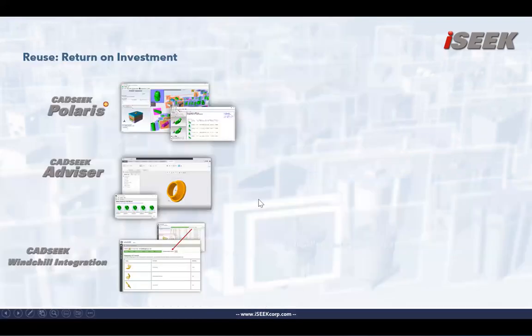CAD Seek provides 3 applications for geometric search. CAD Seek Polaris was shown on the prior slide. Our CAD Seek Advisor is a Creo plugin which monitors a CAD design session. And when significant changes are made to the model, a window pops up showing similar items that already exist. Any of these items can be clicked on for more information, or if they're not yet relevant, the designer can simply click on their Creo window to return to their design session.